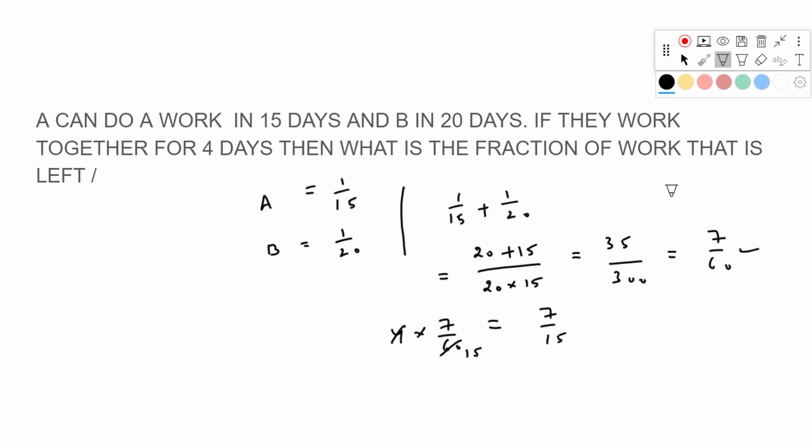Then the question is the fraction of the work that is remaining. Okay, if I take total work as 1, then if I subtract this work, then I will get the remaining work: 1 minus 7 by 15, that is 15 minus 7 over 15, that is 8 by 15. Okay, so this is the answer.